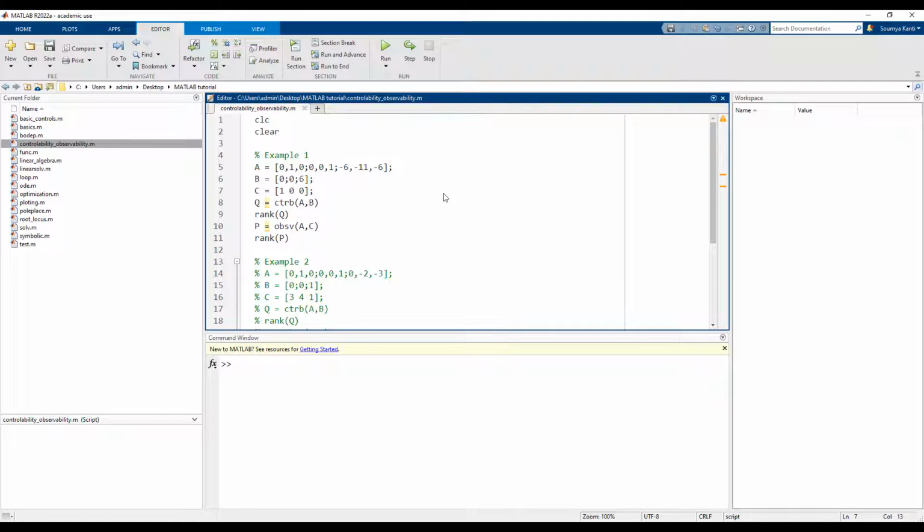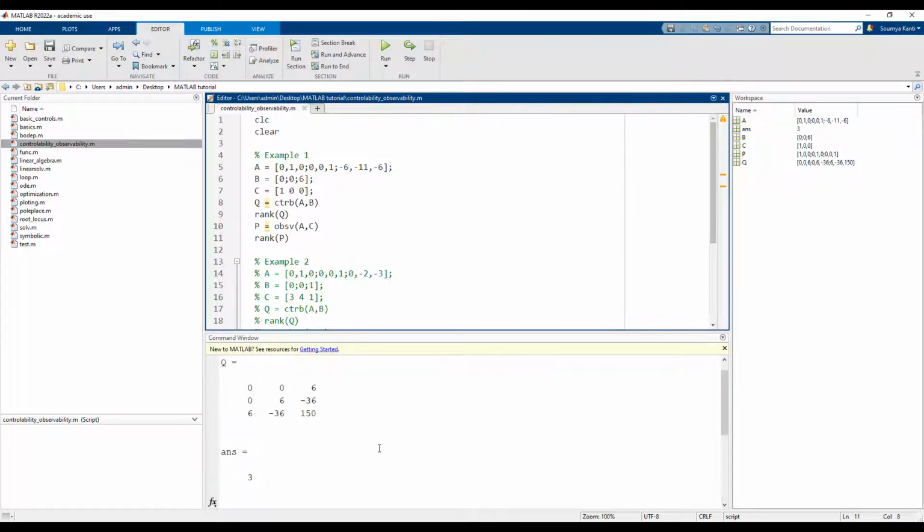Now we will see how to check the controllability or observability of a given system. If we are given a system, we want to check if it is controllable or observable, or get the observability and controllability matrices. Suppose we are given the matrices A, B, C like this. You use ctrb(A, B), which computes the controllability matrix, and then we find the rank of the controllability matrix. Similarly, obsv(A, C) calculates the observability matrix, and again we calculate its rank.